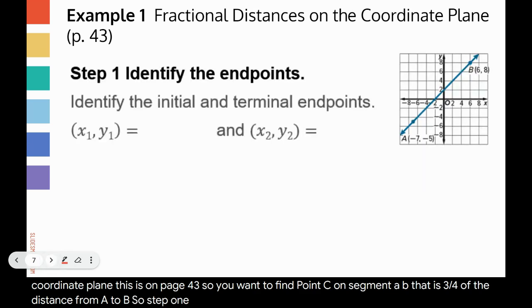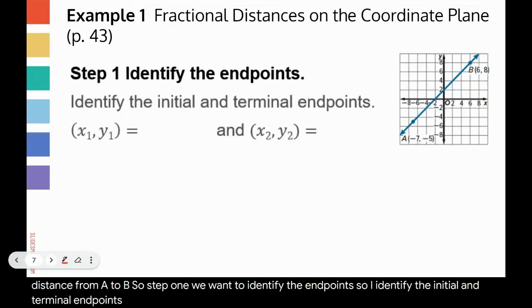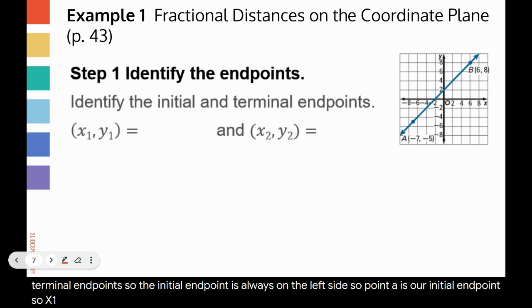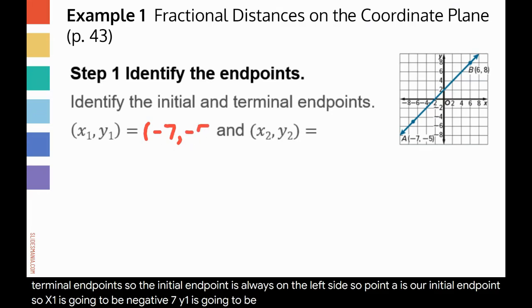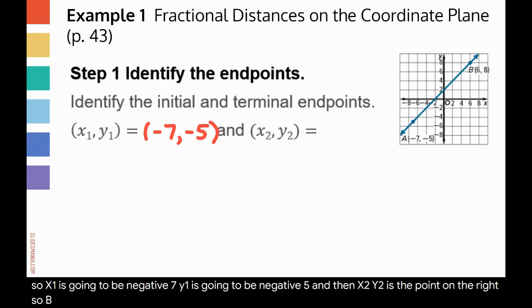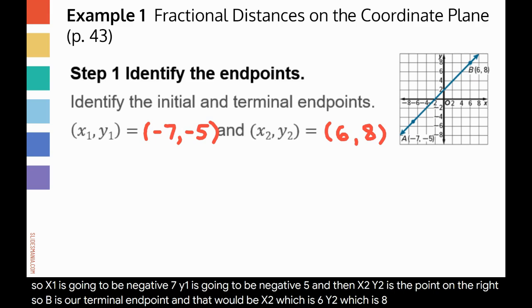So step 1, we want to identify the endpoints. So identify the initial and terminal endpoints. The initial endpoint is always on the left side. So point A is our initial endpoint, so x1 is going to be -7, y1 is going to be -5. And then x2, y2 is the point on the right. So B is our terminal endpoint, and that would be x2, which is 6, y2, which is 8. Okay, so those are our initial and terminal endpoints.